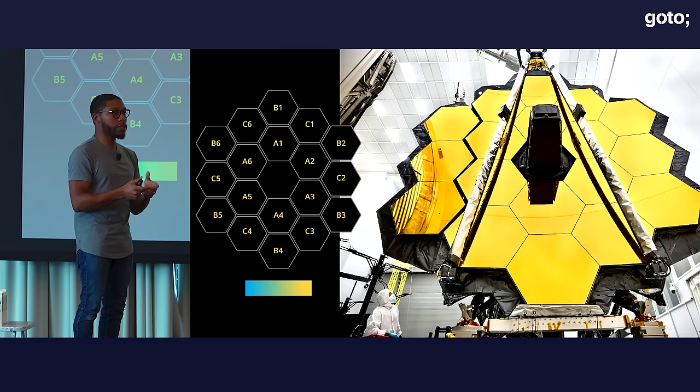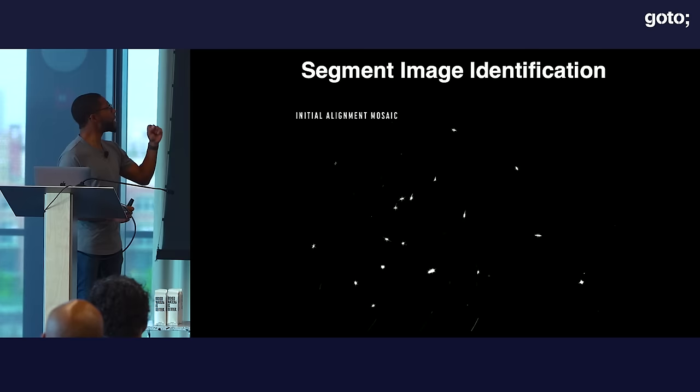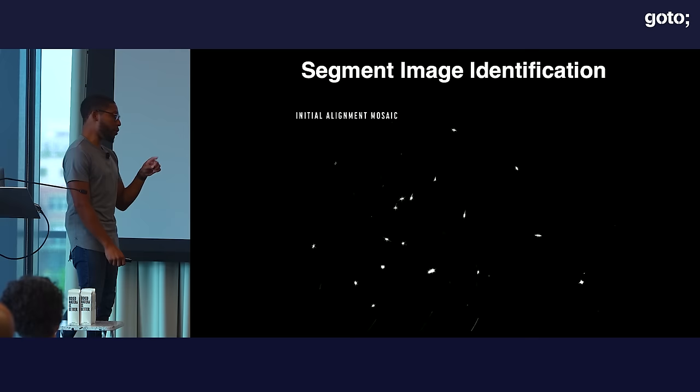All right. So the first step we need to do is align the telescope relative to the spacecraft. What you're looking at here is an initial alignment mosaic. This basically says that we cut the telescope on and pointed it toward an actual star system, HD84406. It doesn't have a name. For whatever reason, it's just HD84406.